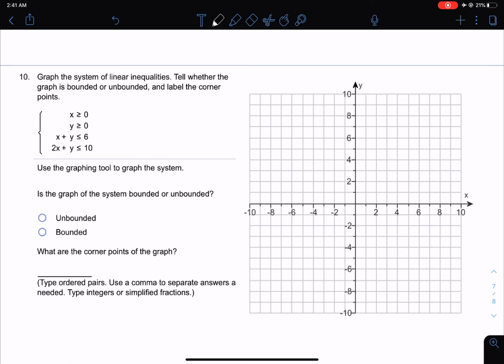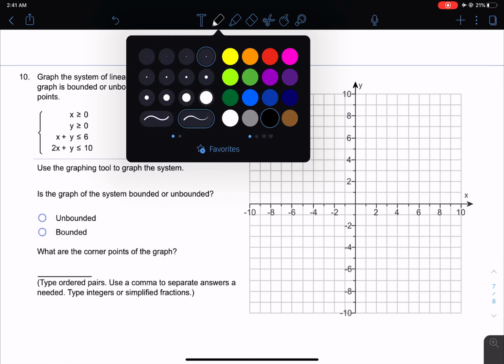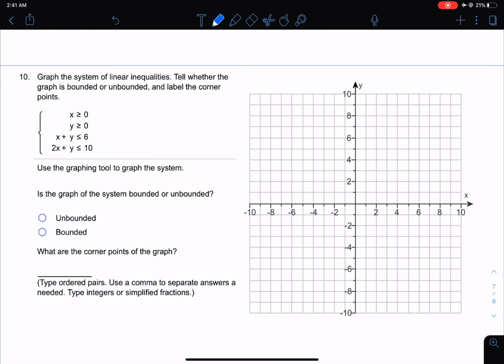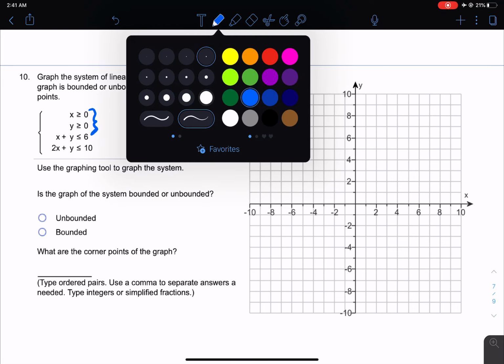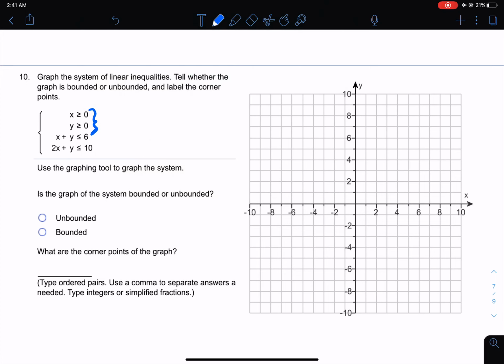Now that gets pretty messy, and I want to take a second just to highlight these two. Remember, if this was x = 0, that is what, a vertical line? And this one would just be y = 0, and that's a horizontal line.